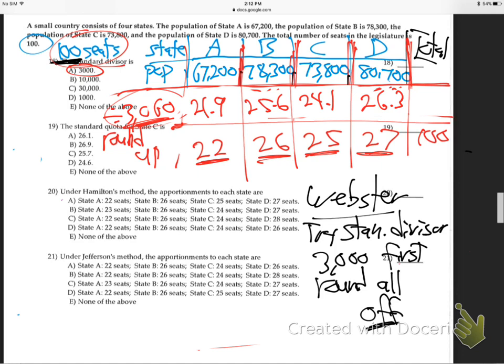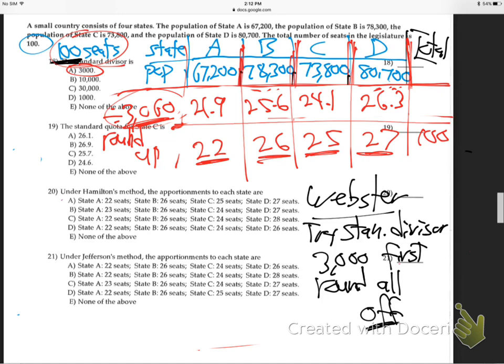I want to make this point clear so you don't get messed up. You stick with the normal standard divisor with Webster's at first. Now, if it doesn't work, if it comes out too low, I'll go lower, too high, I'll go higher. I might still have to play that game, but almost always you don't. Usually if you just do the standard, it works right away on Webster's. Not always, but try that first.